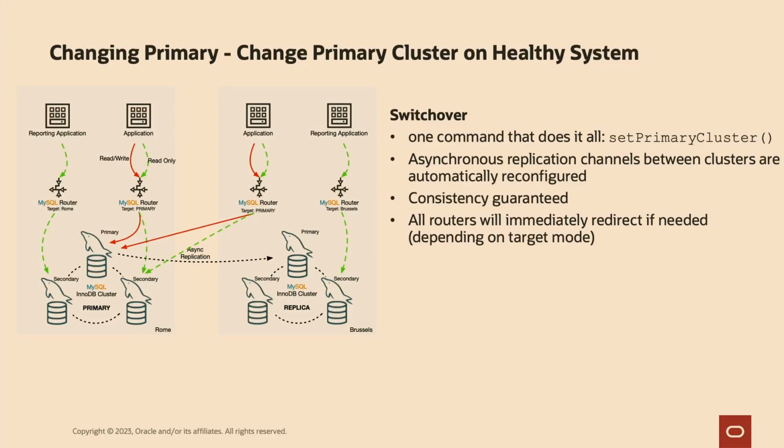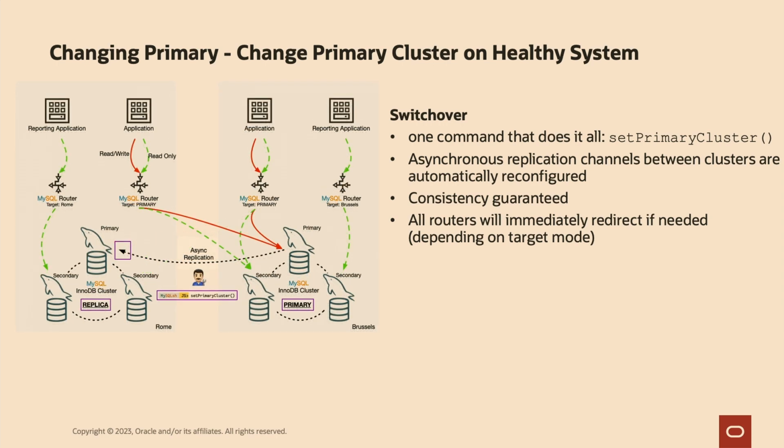This is an example of what goes on. So we have routers connecting to the primary, and then we have routers that are connected locally depending on their target configuration. So we have target Brussels, target primary. And if we want to change the primary cluster, and we want to say Brussels needs to be the primary cluster, you send one command, set primary cluster. And what happens is everything gets reconfigured, the replication gets changed.